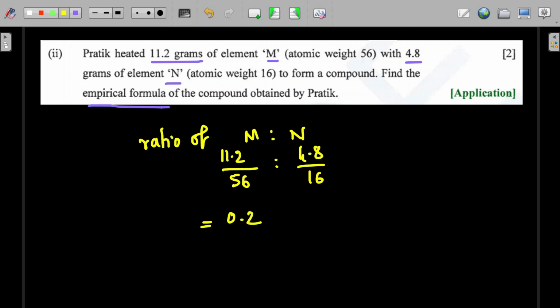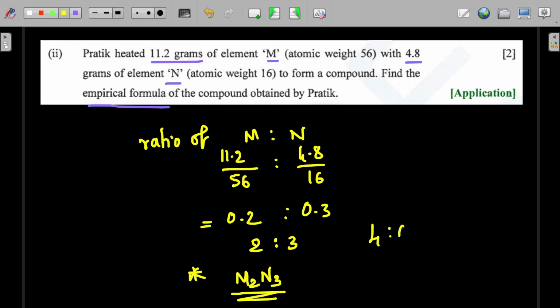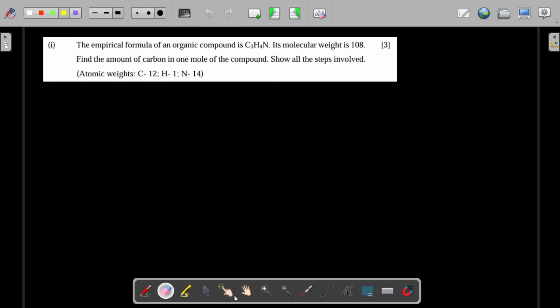0.2, and this will be 0.3, 16 into 3. So you got 0.2, 0.3, meaning the ratio is 2 is to 3. So M2 and 3. This is one different kind of question they have given in your specimen paper. Here no need to put the table and all. The formula we found is the empirical formula. You can't simplify it further. If it were coming 4 is to 6, then you would have to simplify it to 2 is to 3. But it's directly the simple one only.